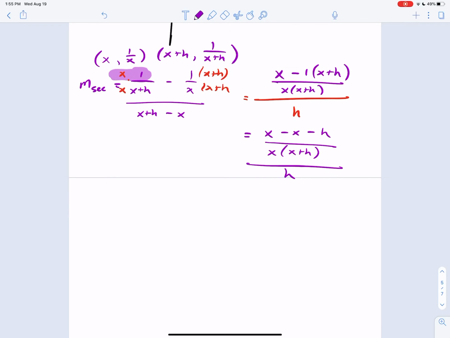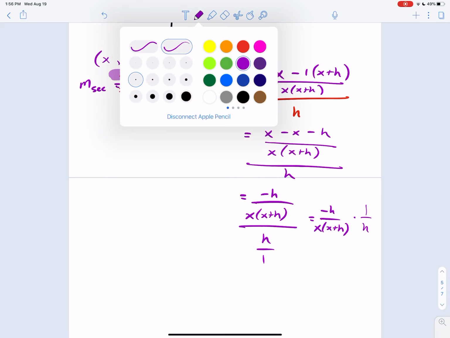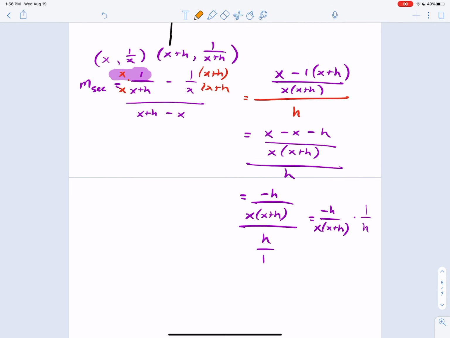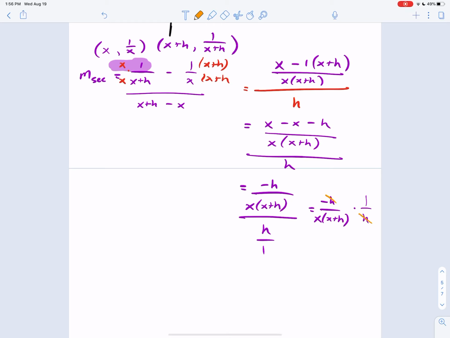All the numbers seem to have disappeared. Oh no. Okay, here we go. x minus x up top goes away. You're left with just a negative h all over x times x plus h, divided by h. But when you're dividing a fraction, that's the same thing as saying negative h over x times x plus h times 1 over h. Remember, you're just trying to comprehend. You don't have to write this down. The h's end up reducing, and I get negative 1 over x times x plus h.